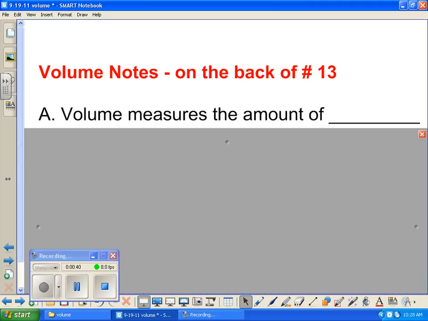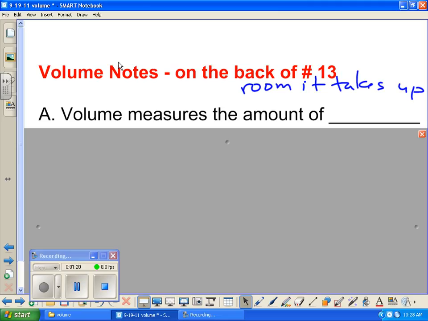If I said the volume of this trash can, how much room it takes up. Or the volume of this book, how much room it takes up. So you could put room it takes up. Obviously my space. Having a space. Anybody else got a different way of putting that?